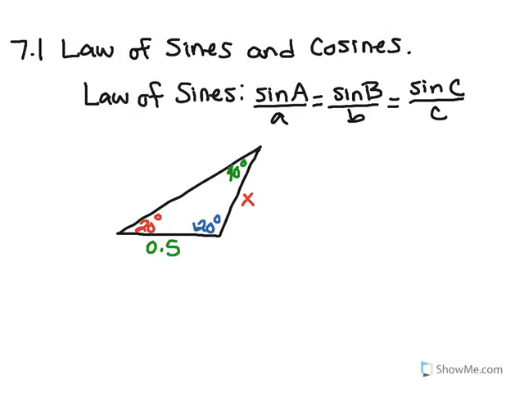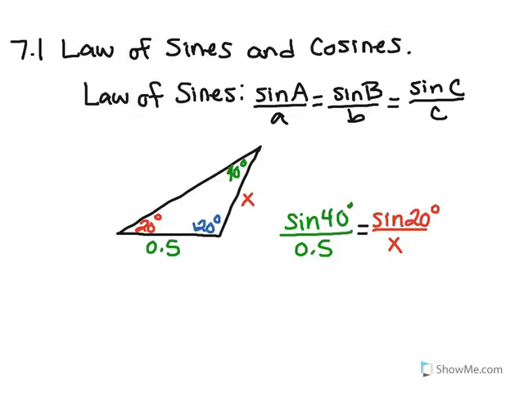So the way I'm going to use this is I'm going to set this up like so. I'm going to say the sine of 40 degrees over 0.5 is equal to, now let's take a look at the part that we need to look for. I'm looking for x, and that represents the side. So I'm going to put x down here. And the angle opposite that is 20 degrees. So sine of 20 degrees. And to solve this kind of an equation, this is a simple proportion, and I can cross multiply.